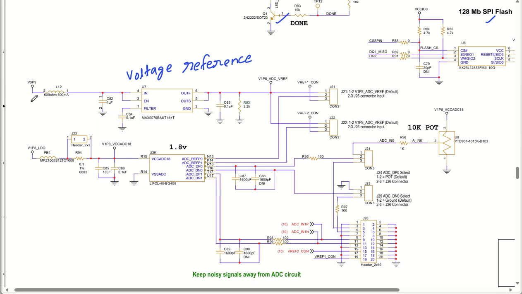Moving to the next part of the circuit, we have voltage references that are needed for some ADC purposes. You can see we have 3.3 volt here, and there is an IC that has been used to generate a 1.8 volt V reference. So this is going to be the 1.8 volt V reference of your ADC. These jumpers can be set to choose which one is to be used. Either you want to use 1 volt or you want to use 1.8 volt. That's up to you.